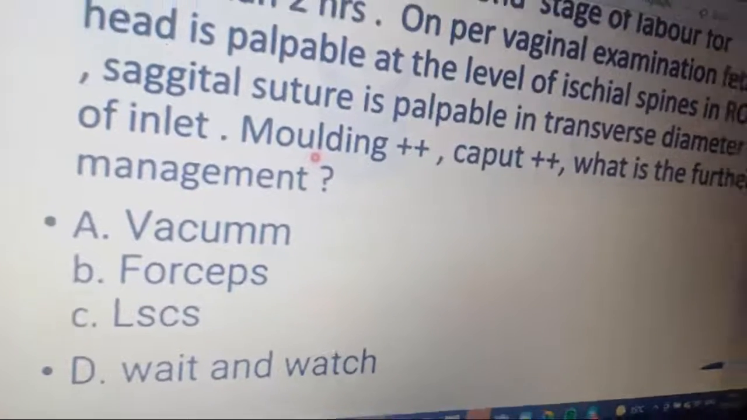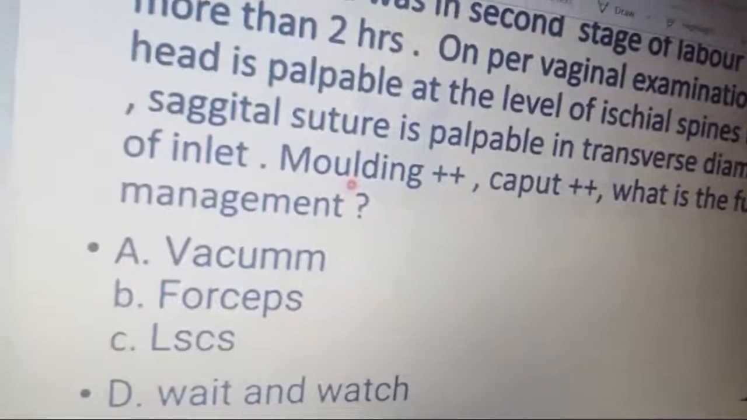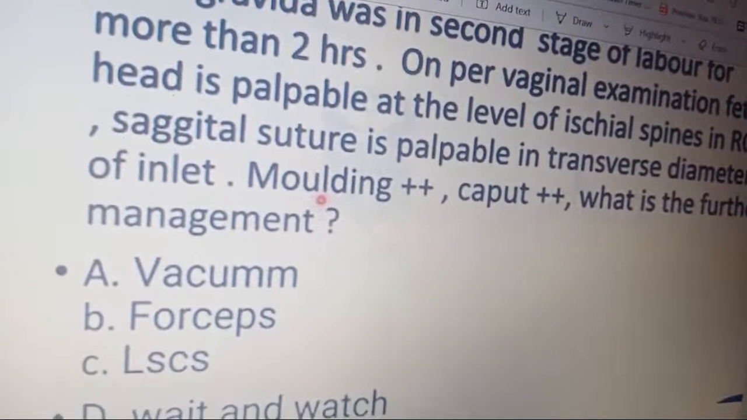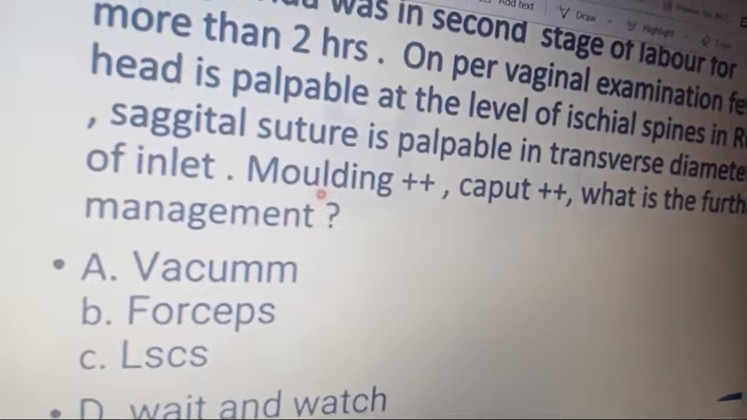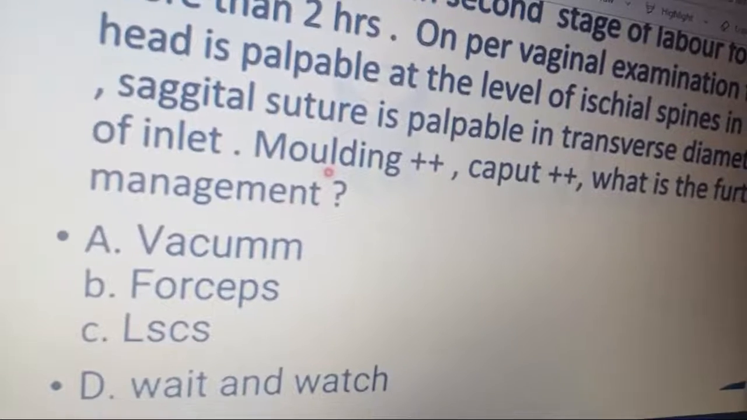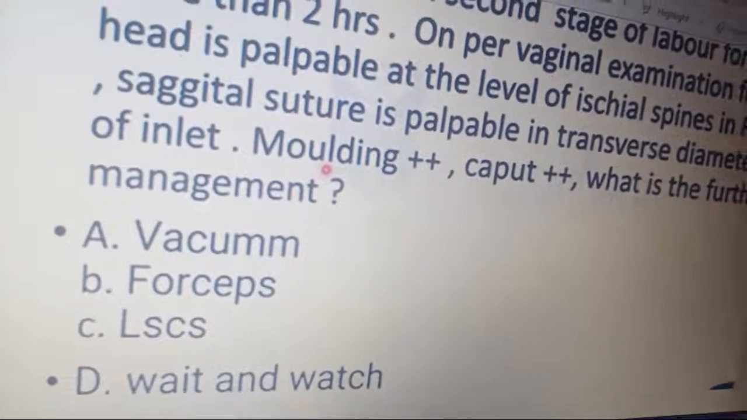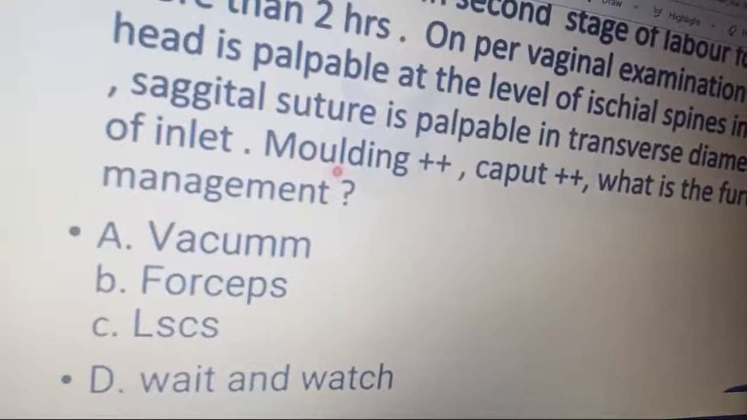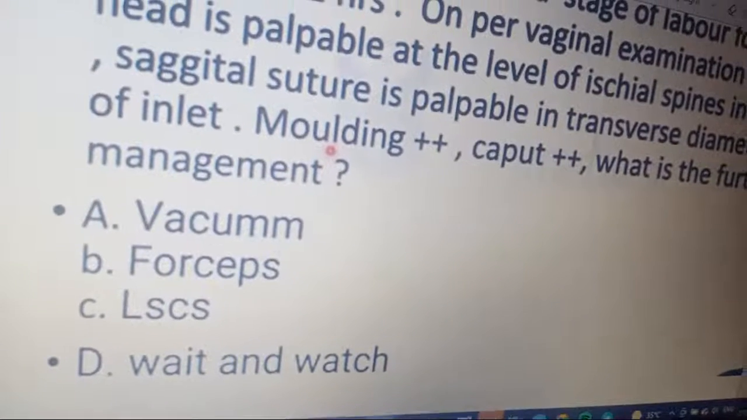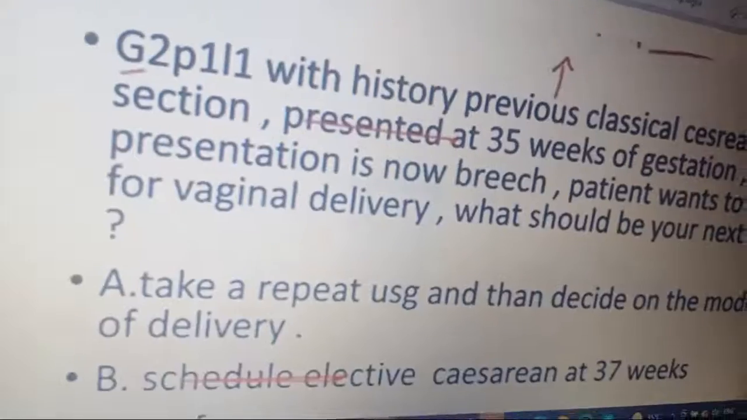So here the diagnosis is deep transverse arrest, and only the sagittal suture is palpable, and also the 2 moulding has occurred. If 1 moulding has occurred, you can try for vacuum, but already 2 moulding has occurred and there is deep transverse arrest, so LSCS will be the answer.